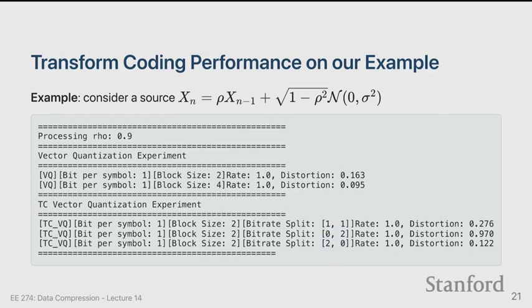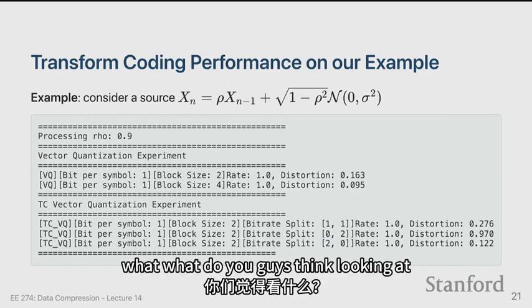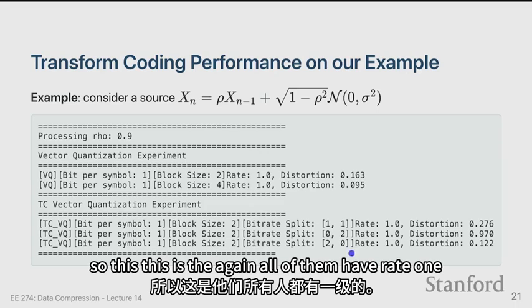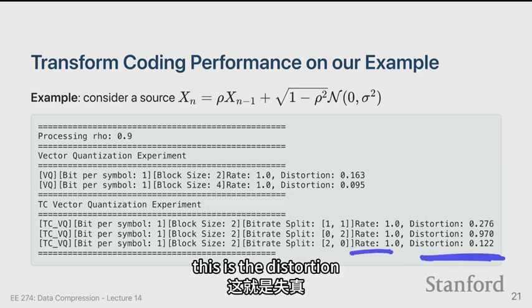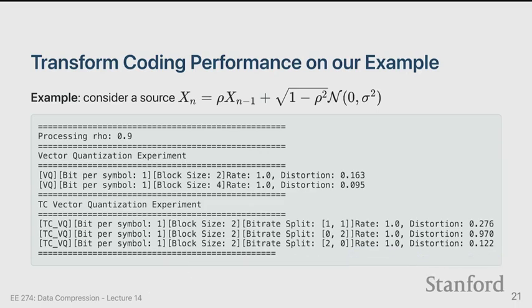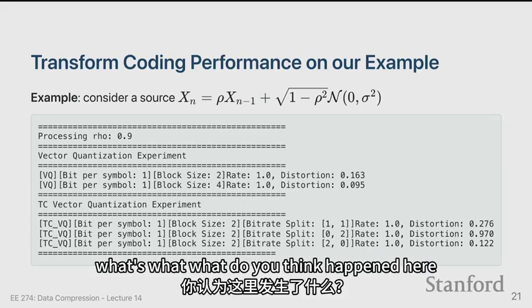And so, looking at this, what do you guys think? All of them have rate 1, and this is the distortion. What do you think happened here?